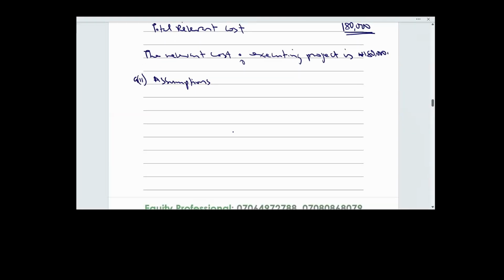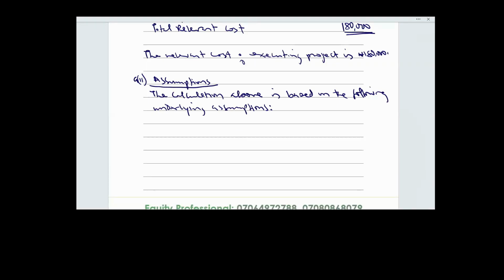You then say the calculation above is based on the following underlying assumptions. Like I mentioned the other time, assumption is not something you are going to fabricate. It's there in the question. The examiner is simply asking you to explain how you have come about your figures. How do you arrive at your numbers?